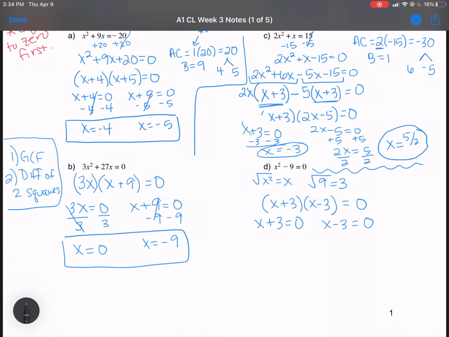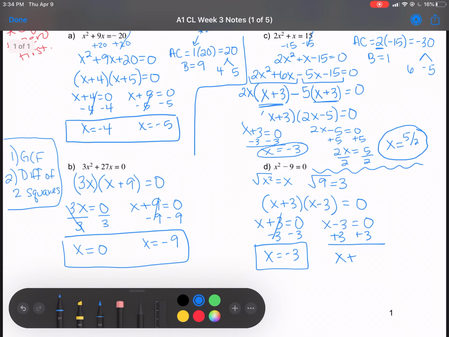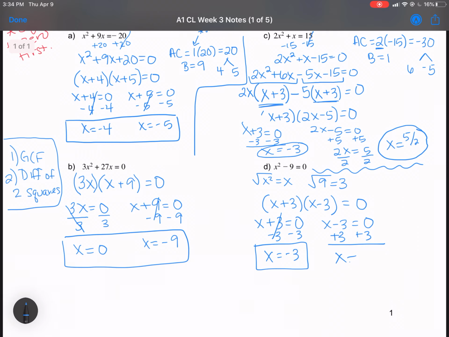And then solve. So if x plus 3 equals 0, we're going to subtract 3 from both sides. So x equals negative 3. And if x minus 3 equals 0, we're going to add 3 to both sides. So x equals positive 3.